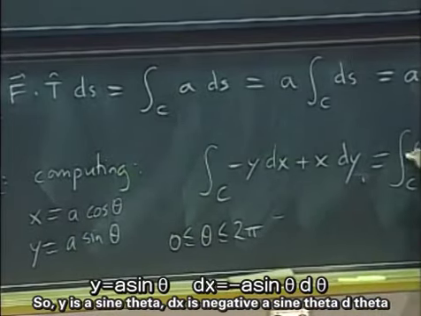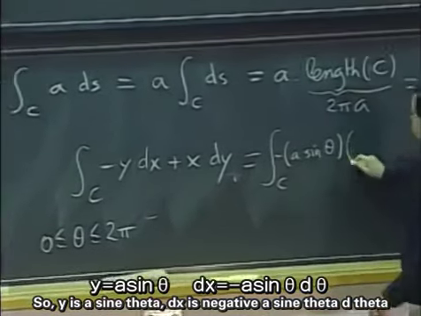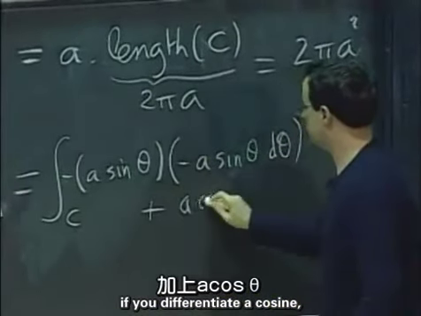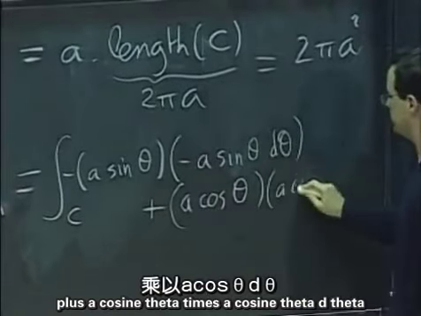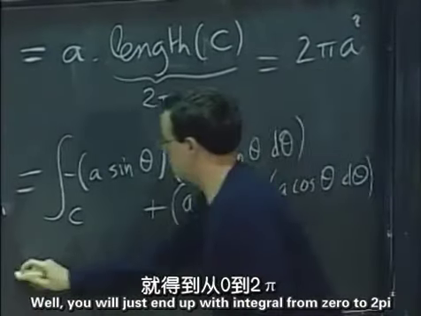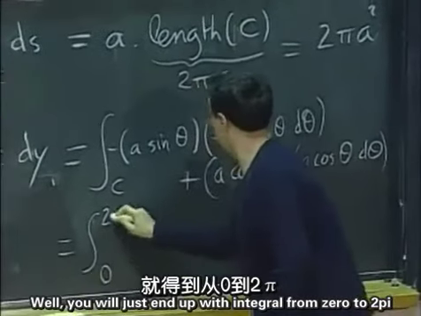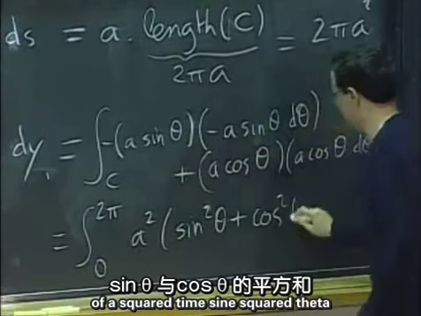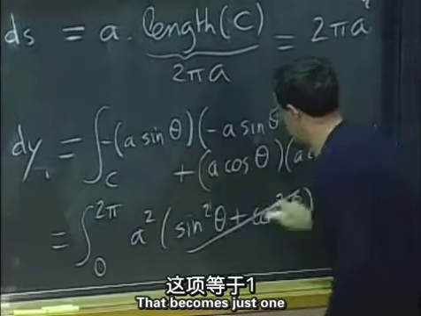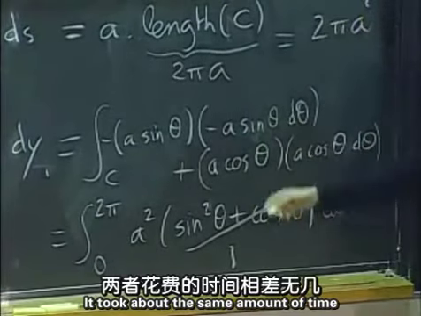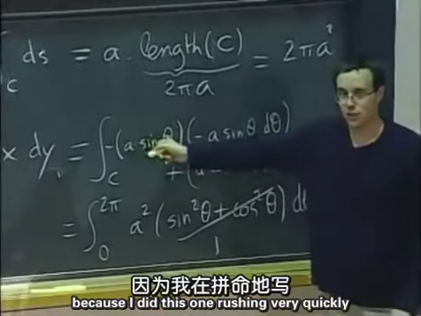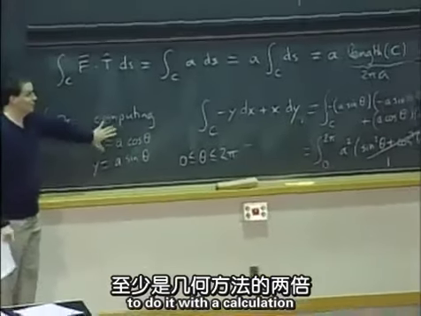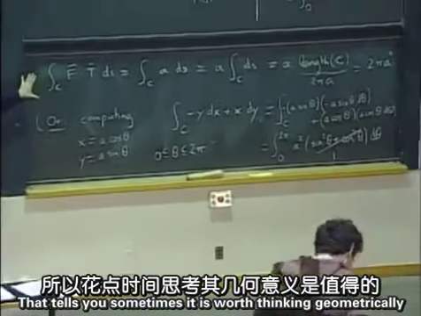So y is a sine theta, dx is negative a sine theta d theta, if you differentiate a cosine, plus a cos theta d theta. Well, you'll just end up with integral from 0 to 2 pi of a squared times sine square theta plus cosine square theta d theta. That becomes just 1, and you get the same answer. It took about the same amount of time because I did this one rushing very quickly, okay? But normally it takes at least twice the amount of time to do it with a calculation. So that tells you sometimes it's worth thinking geometrically.